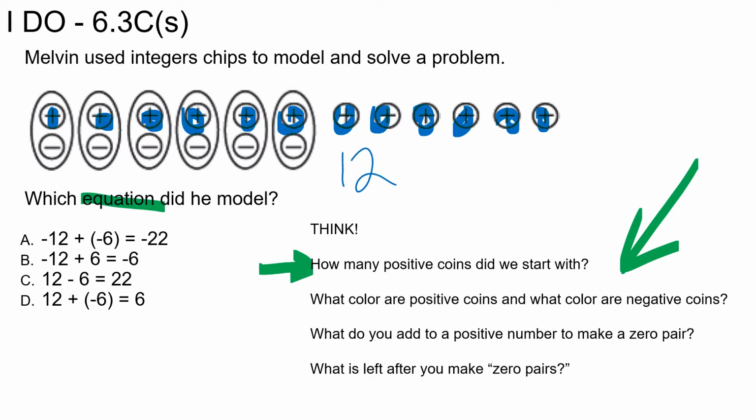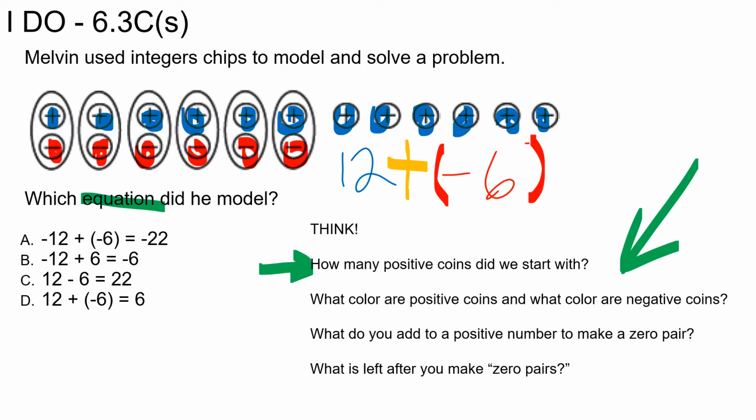Now, we are going to count our negative chips. We have 1, 2, 3, 4, 5, 6 negatives. So I'm going to write in parentheses 6. I'm going to write 6 negatives. And with these two, I know that I am going to add.